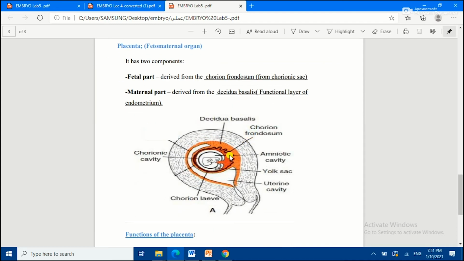Look here, this is the chorion frondosum. Okay, and the maternal part is derived from the decidua basalis. What is the decidua basalis? It is one of the layers found in the uterine wall. Okay, so it's a functional layer of the endometrium, meaning the part of the mother.